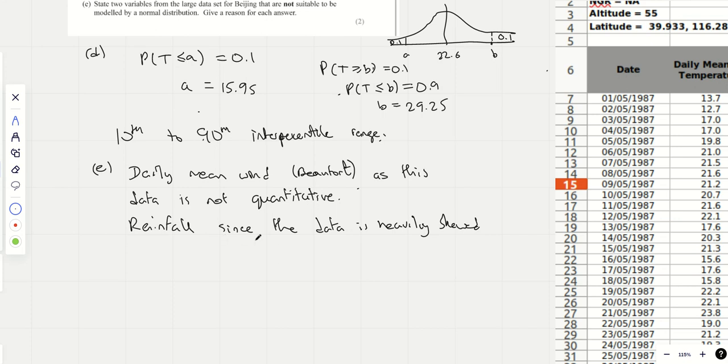This one I've just said because the data is not quantitative. This one, since the data is heavily skewed, so I'll give them my reasons.